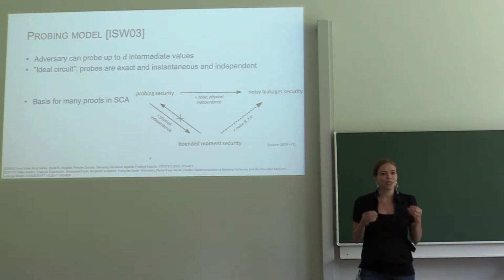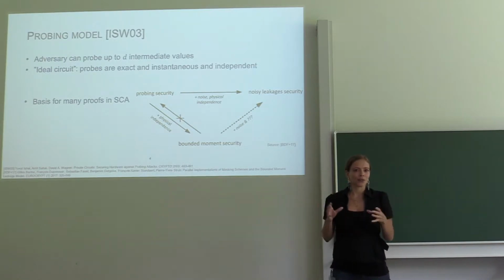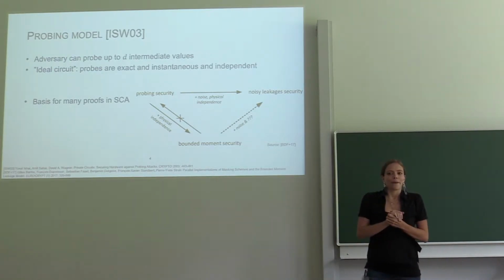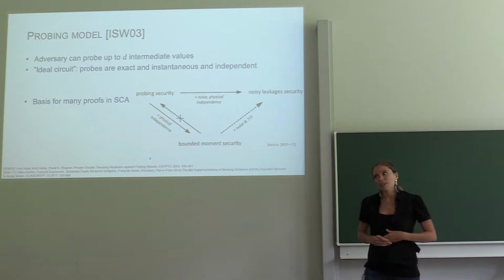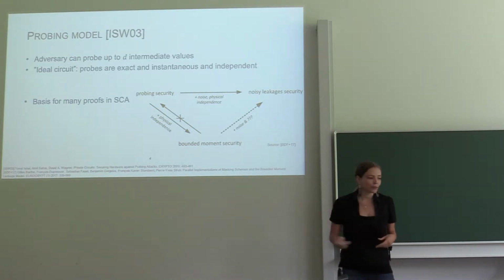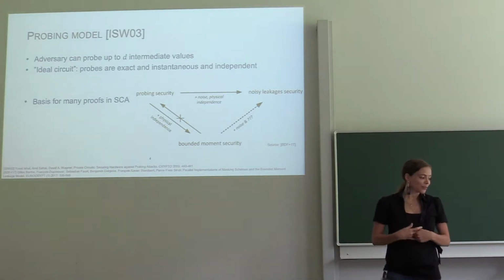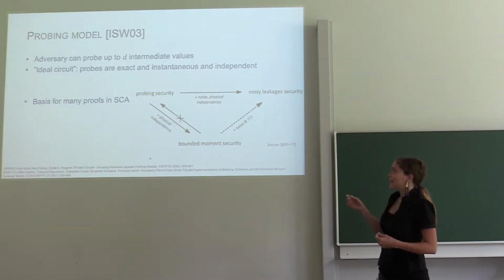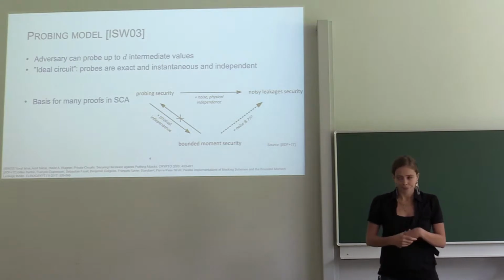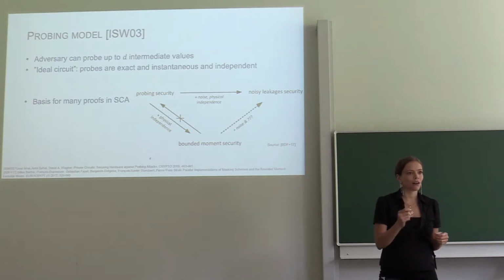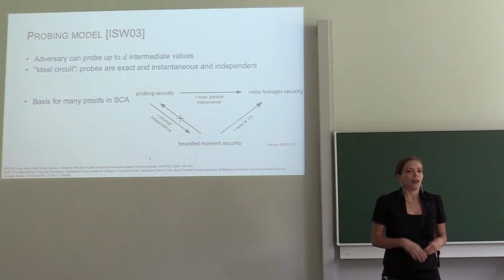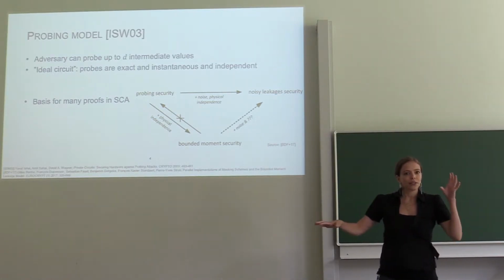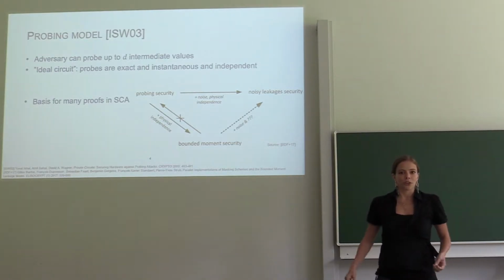And to do proofs, we need a more abstract theoretical model of what our adversary can do. A popular adversary model in our context is the probing model from Ishai, Sahai, and Wagner. It says that basically the adversary can probe up to d intermediates in your computation. These probes give you one exact and instantaneous value. We also assume that different intermediates, or different wires in your circuit, leak independently from each other.